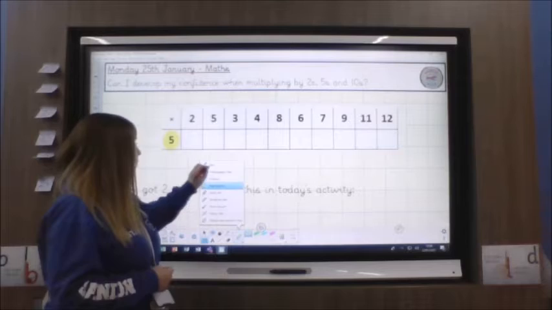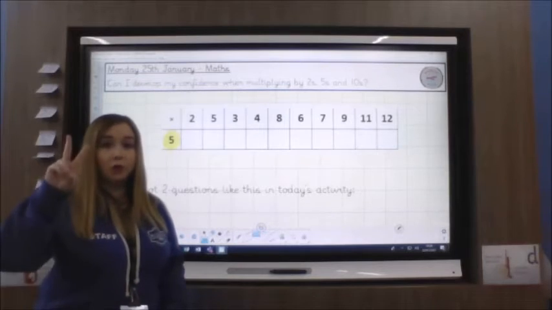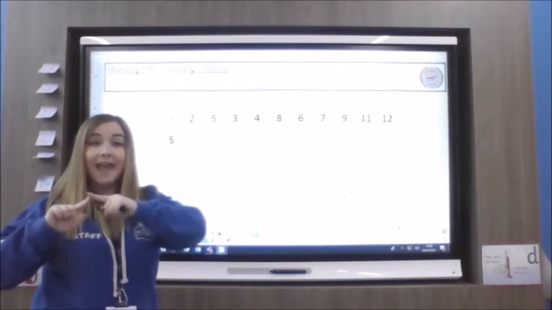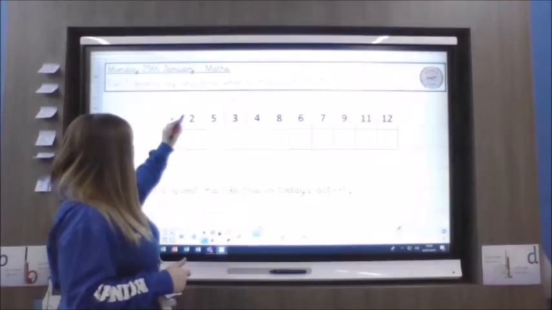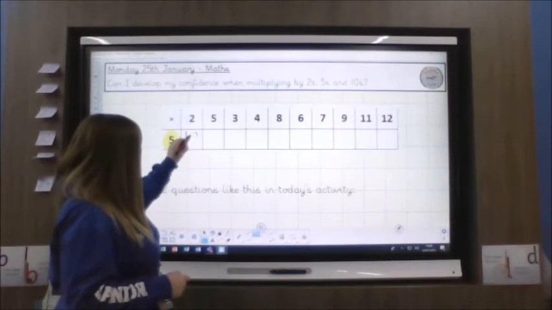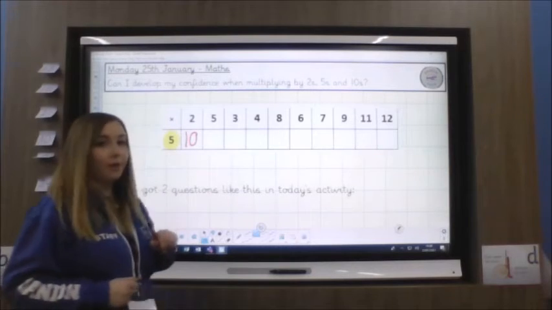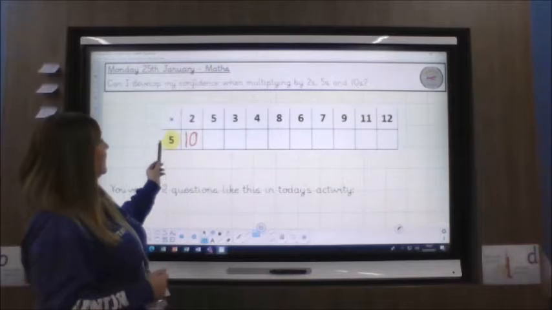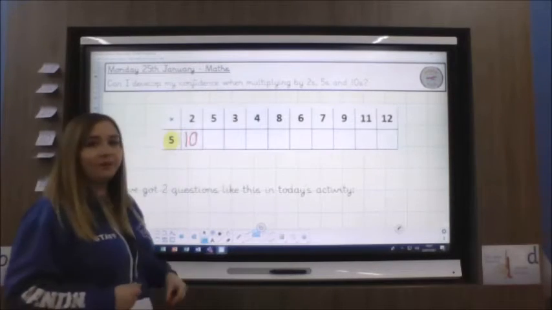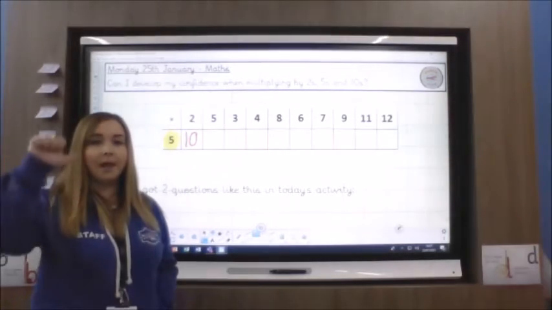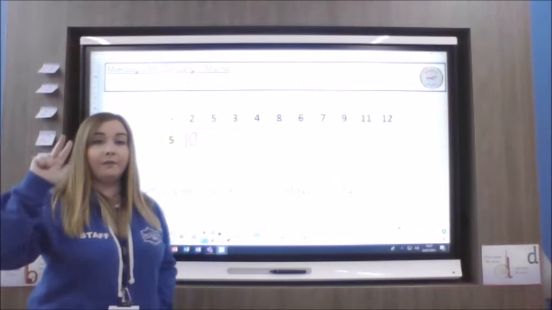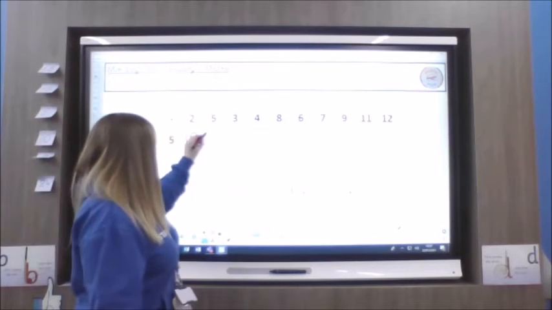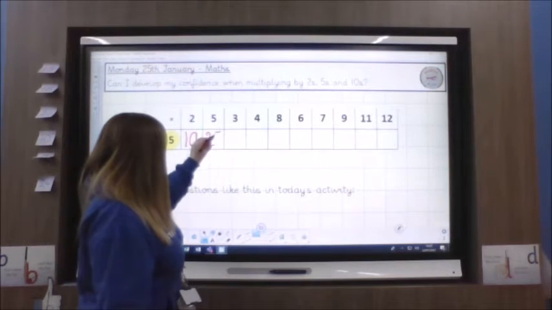So we're going to count in our fives 2 times. Let's have a go together. 5, 10. So 5 times 2 equals 10. Now the next one it's asking us to answer is 5 times 5. Let's count together. 5 times 5, 10, 15, 20, 25. Fantastic. Well done, year 4.